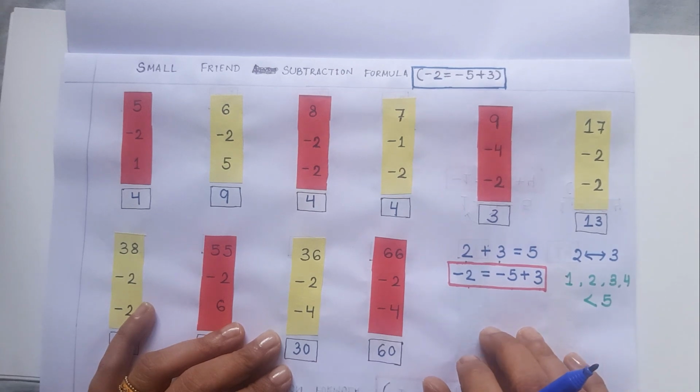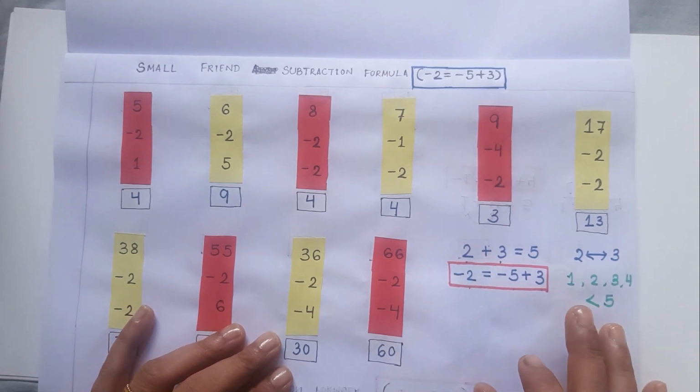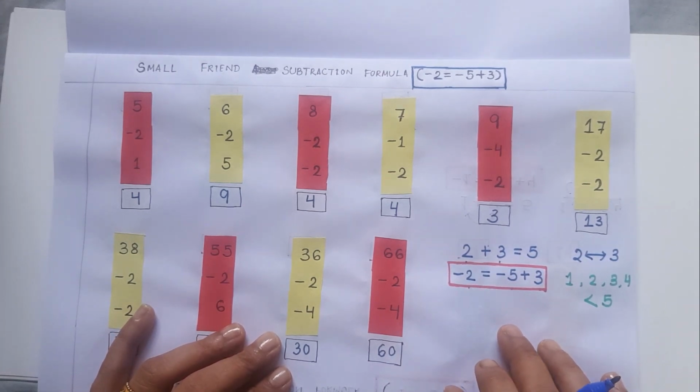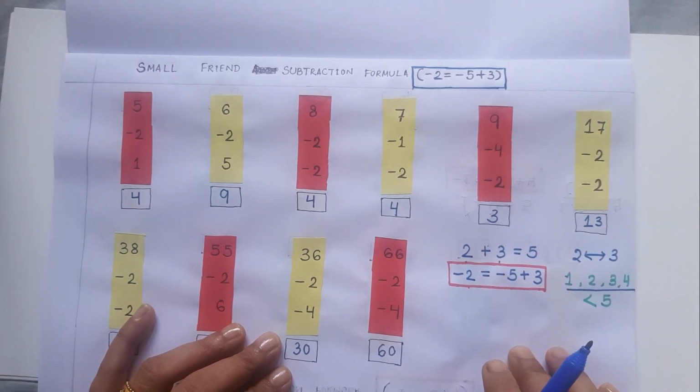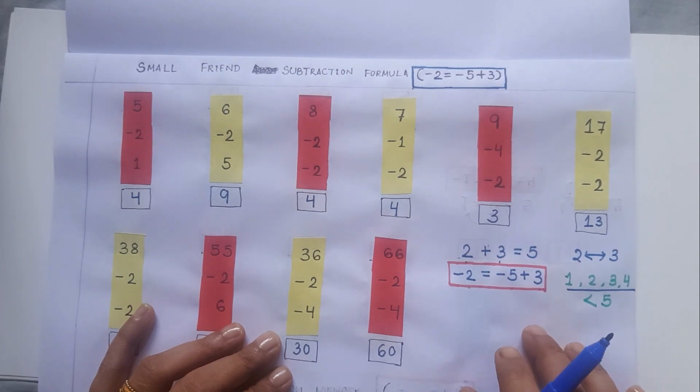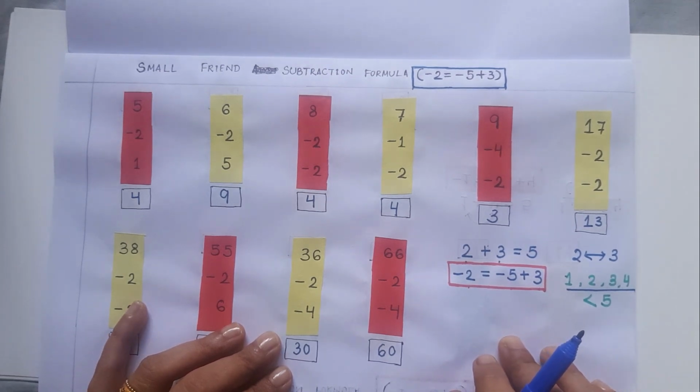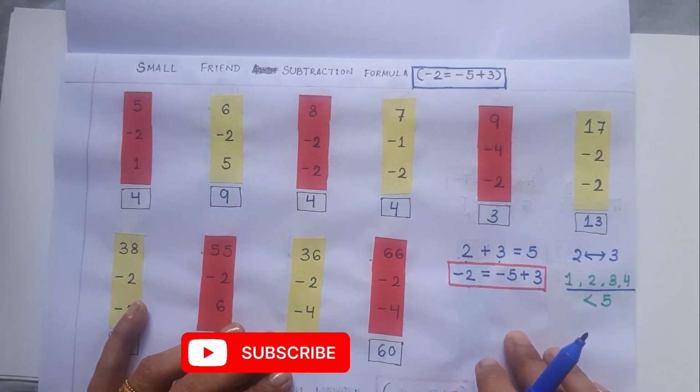Remember one thing here, the only situation where we can use the small friend subtraction formula is when we don't have enough bits to subtract either of these numbers on the lower side of the abacus on that particular rod, and also we have the 5 bits available with us. Only in such situations can we use small friend subtraction formulas. Okay. I hope this concept of small friend subtraction is clear to everyone.